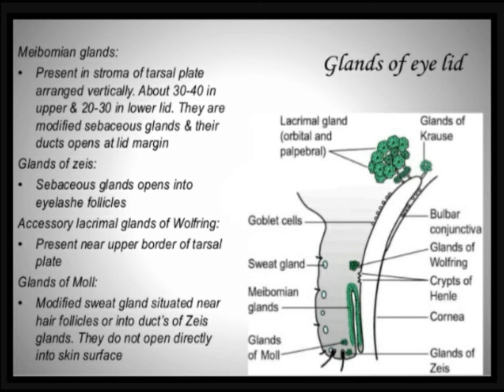Then the accessory lacrimal glands of Wolfring are present on the tarsal plate. Then the glands of Moll are also modified sweat glands, situated in the hair follicle. Most of the glands are present in the hair follicle of our eyelash. So the glands and lashes are correlated with each other, and they help each other to function.